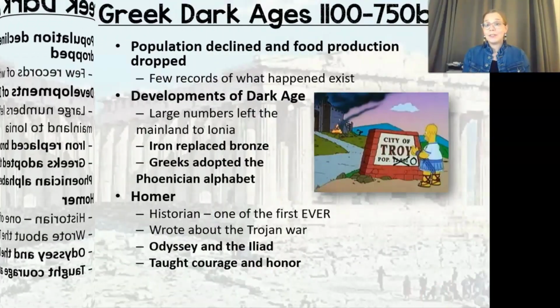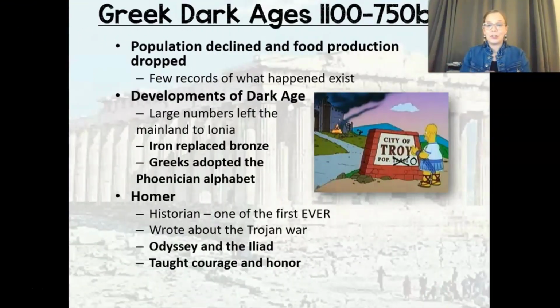Okay, so we're going to jump right into one of those essential questions and talk about Greece's Dark Ages. So during the years of 1100 to about 750 BCE, Greece went through a rough time. And we know this because their population declined significantly and their food production also dropped. We know that from records and artifacts of the time, but what we don't know is why. And that's very strange. So we don't have records of what actually happened, really.